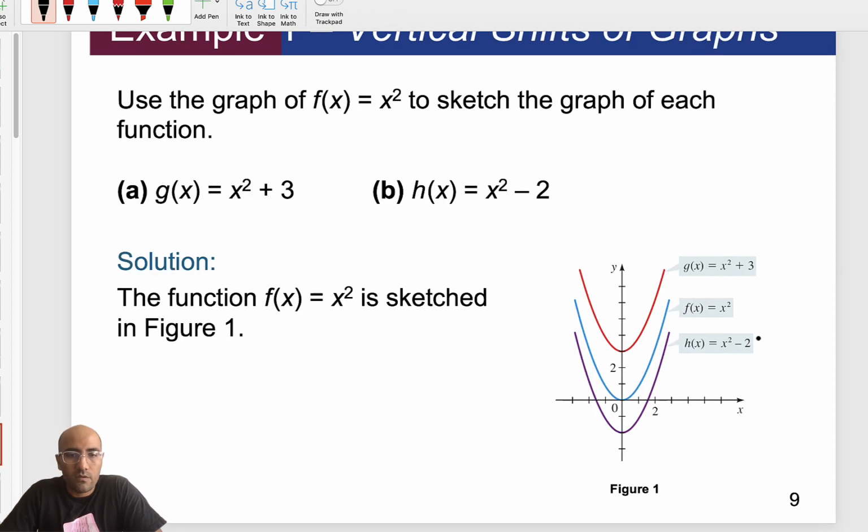Good. Okay, so here's a nice little image of the same thing. If we have g of x equals x squared plus 3, then we end up with a graph that looks like this red one. Remember, the blue one here is just your standard parabola x squared centered at 0, 0, but that plus 3 is going to shift it up a little bit. And then this purple one down here, this is x squared minus 2. It shifts it down. Good. So adding or subtracting a constant shifts the whole graph up and down by that constant.